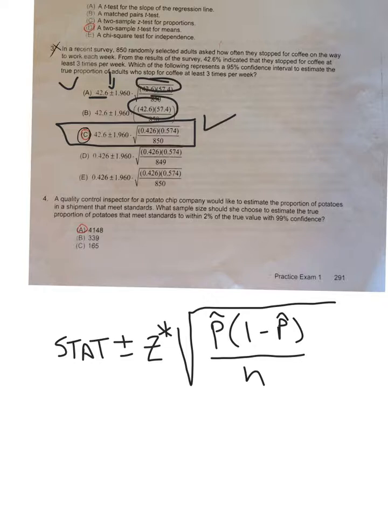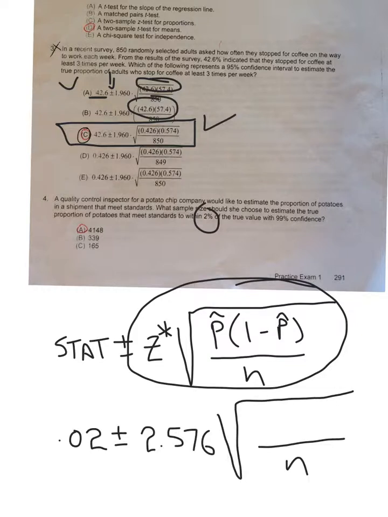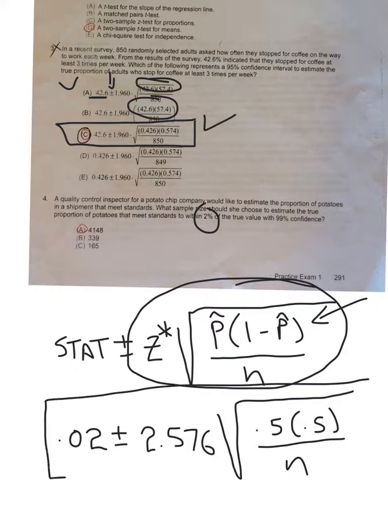Number 4. So this is the type of question that shows up a lot on these tests. And this 2% is really this right here, the margin of error, the amount that we're going to add or subtract. So it should look like this. In the question, they don't give you the proportion. So when we don't have that, remember, the safe one is just 0.5. So 0.5 and 1 minus 0.5 gives us this. Then it is up to you to do some algebra to get n by itself. And when you do that, you should come out with pretty close to that as the answer.